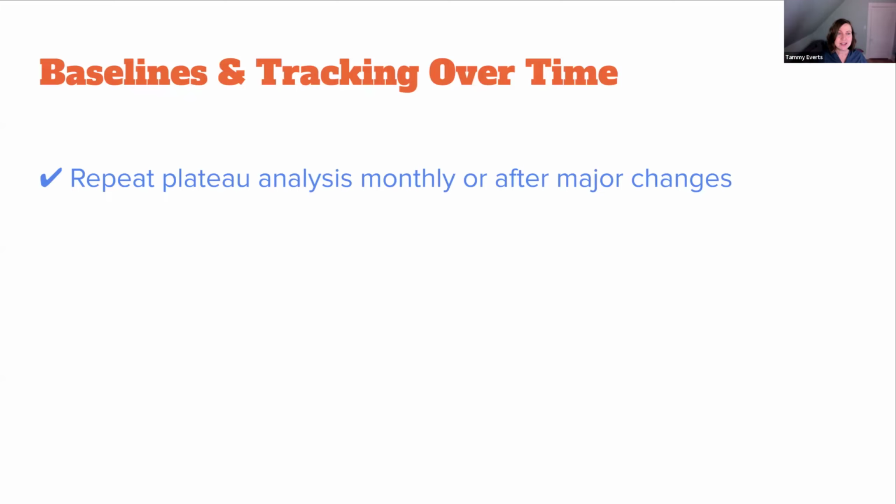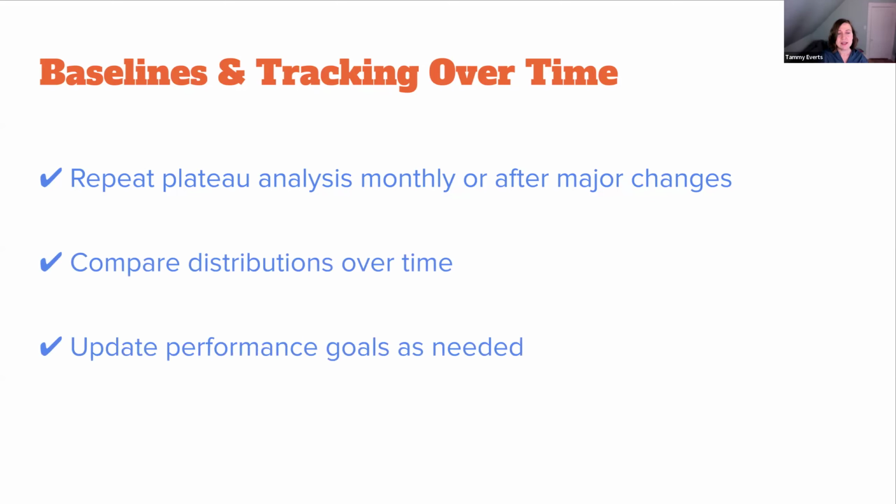Because RUM doesn't just tell you about how your pages are built. It tells you about who your users are and who's coming to your site and what their environments are. So you'll want to repeat this analysis on a monthly basis. Compare your distributions over time. That's really, really important, as I said, to see how your users have changed. And then update your performance goals as needed.